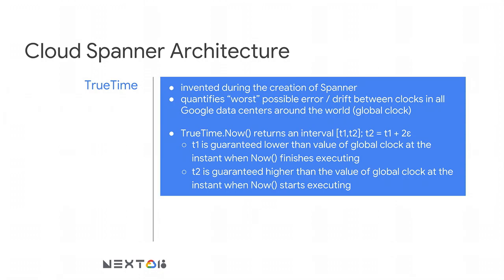So you see there, TrueTime now returns an interval T1 and T2, where T2 is T1, the lower bound, plus 2 epsilon, which is our security in terms of the drift that we expect. T1 is guaranteed to be lower than the value of a global clock at the instant when now finishes executing. So when you get this interval, this has definitely passed. And T2 is guaranteed to be higher than when this TrueTime now starts executing. So we use this TrueTime interval to ensure strong consistency across the database. And not only within one region, we can do that across regions even.